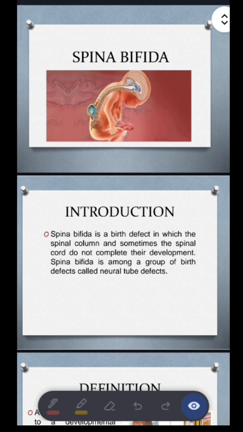So, spina bifida is a group of birth defects. It is one among the group of birth defects called neural tube defects.